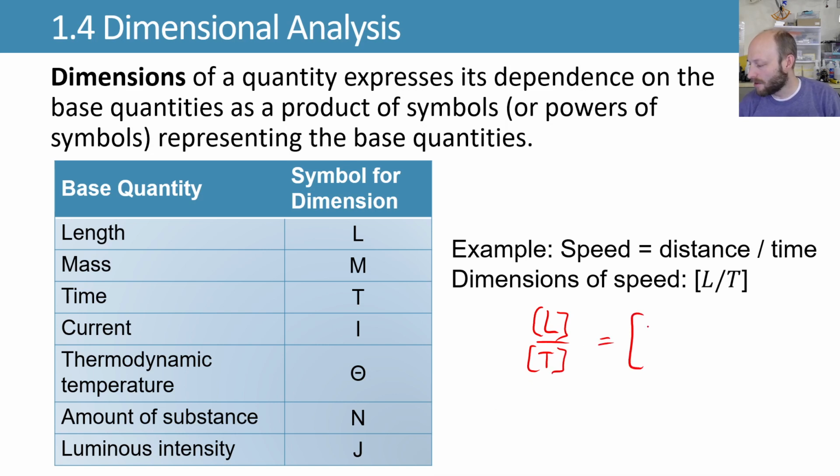You might combine those into one, length per time. You might write that as a length to the first power and a time to the negative first power. Lots of ways of expressing the same sort of thing. So why do we mention this? Well, there's a handy tool, which is checking for dimensional consistency.